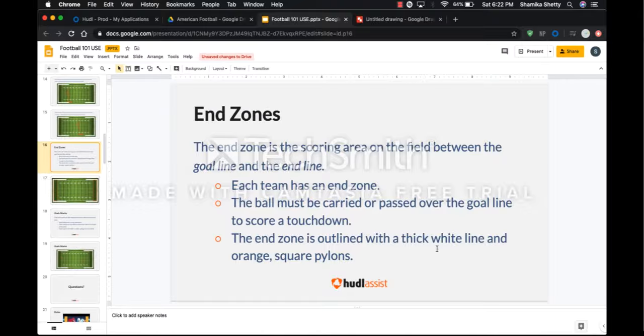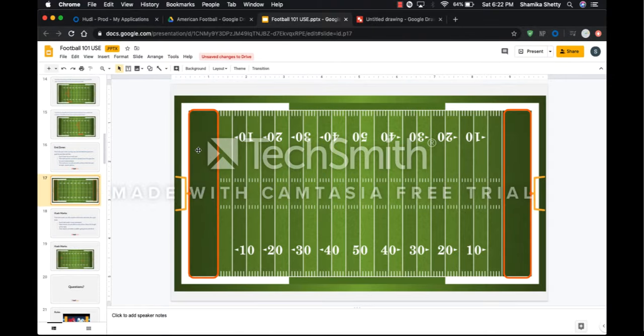The end zone is outlined with a white thick line and orange square pylons. When you actually see the image of an end zone in the field, you will understand what pylons are. But for just a theoretical understanding, these orange squares are end zones on a field.